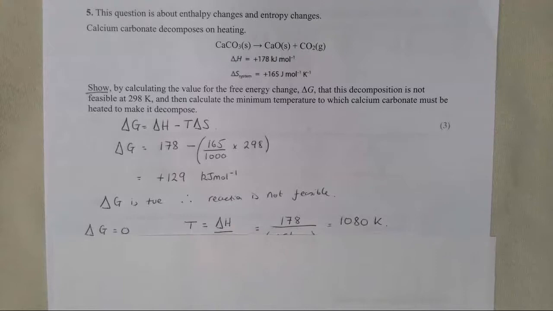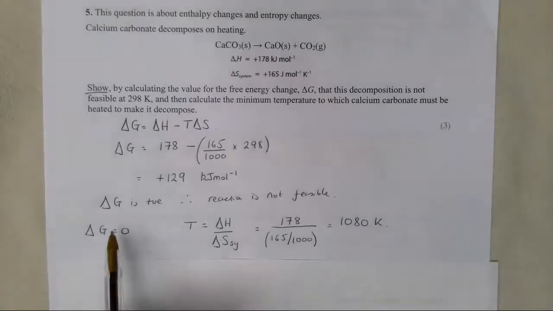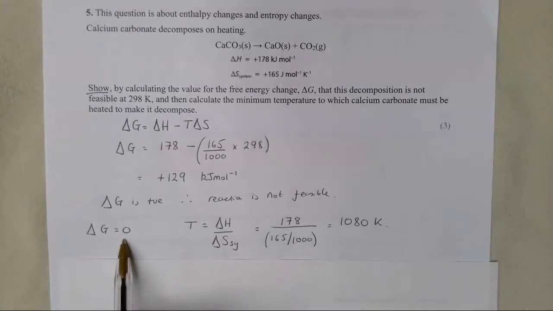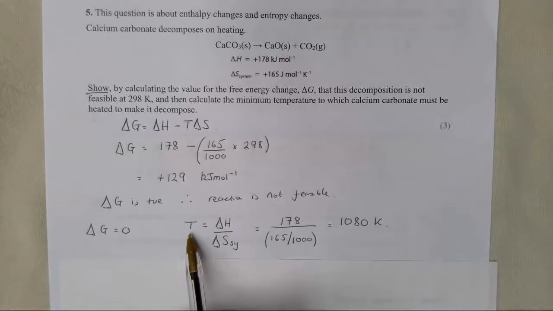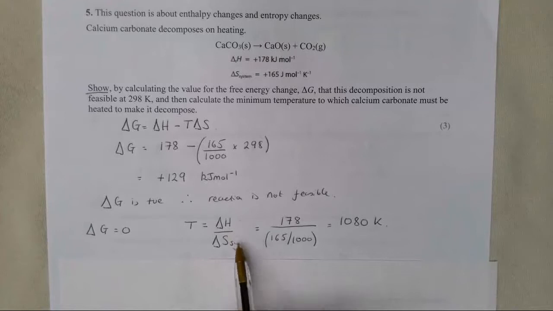We're asked to work out the temperature at which it becomes feasible, and this is exactly the same calculation as we've done on the previous page. So this time it's delta G we're setting as 0, but we've still got the same expression here. So the temperature at which this reaction becomes feasible is expressed by this equation, delta H divided by delta S system.